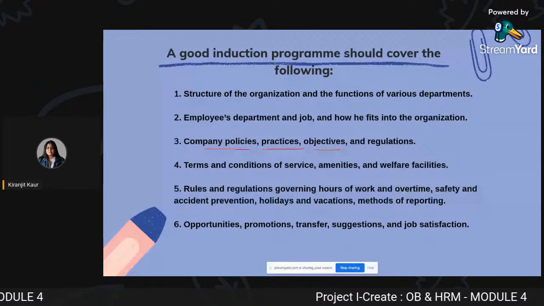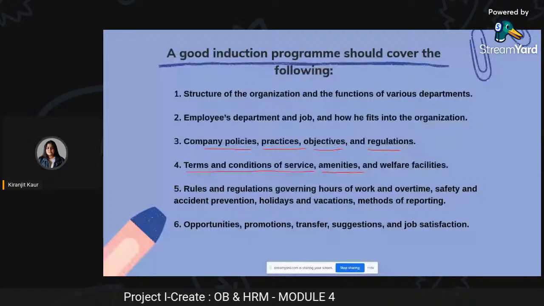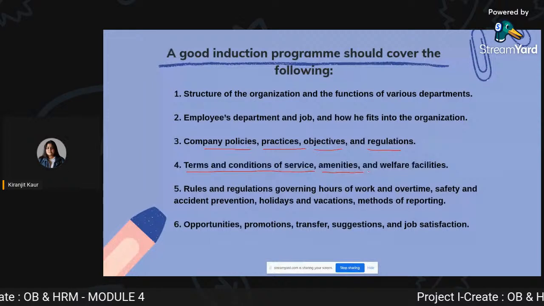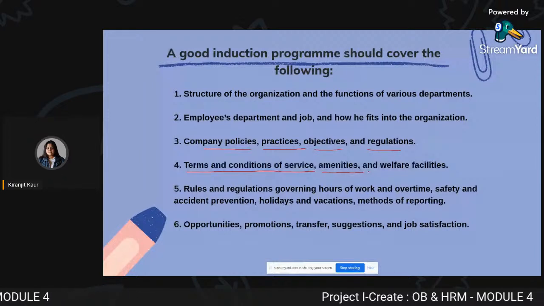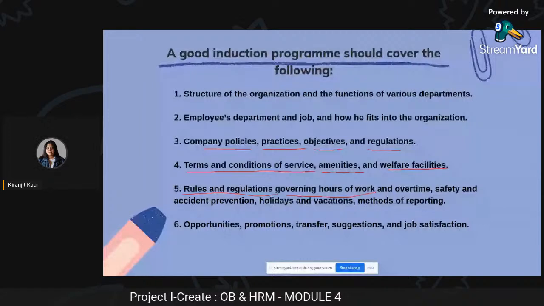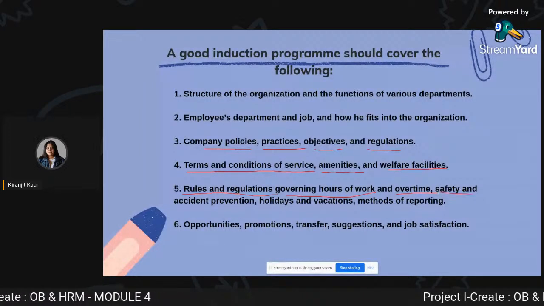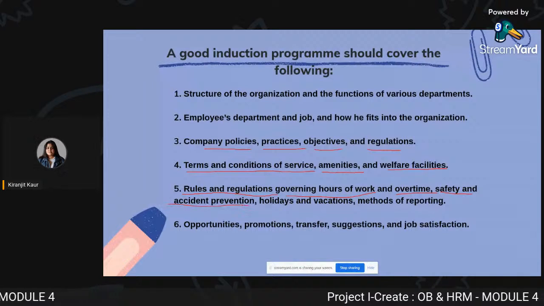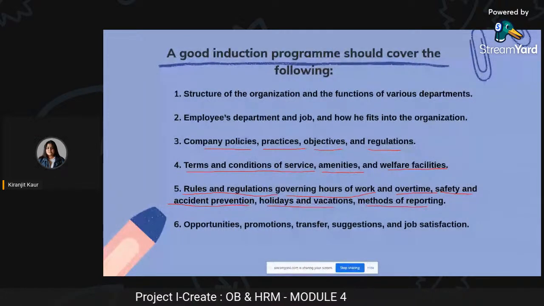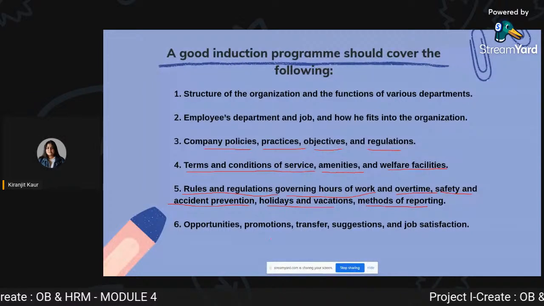We should make them aware of the terms and conditions of the service, the amenities that are offered, and the welfare facilities that are offered by the organization. The rules and regulations, the hours of work, the time when the employee needs to work, and overtime if it is required, safety and accident prevention, holidays and vacations, and methods of reporting, like to whom the employee needs to report and in which way they need to report.